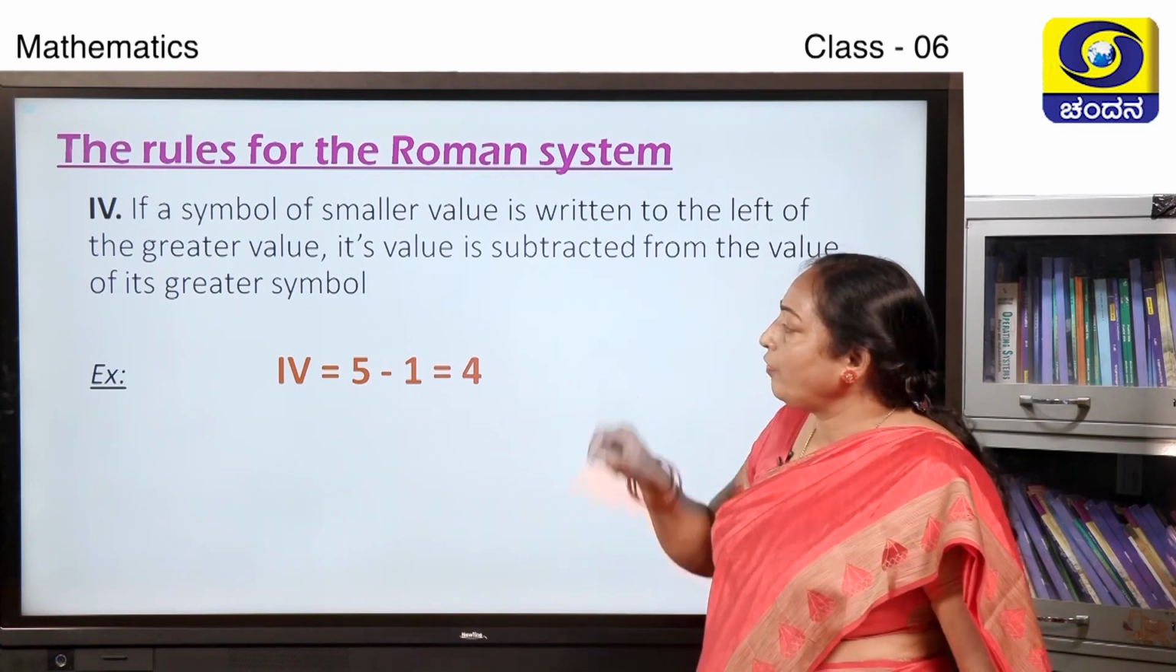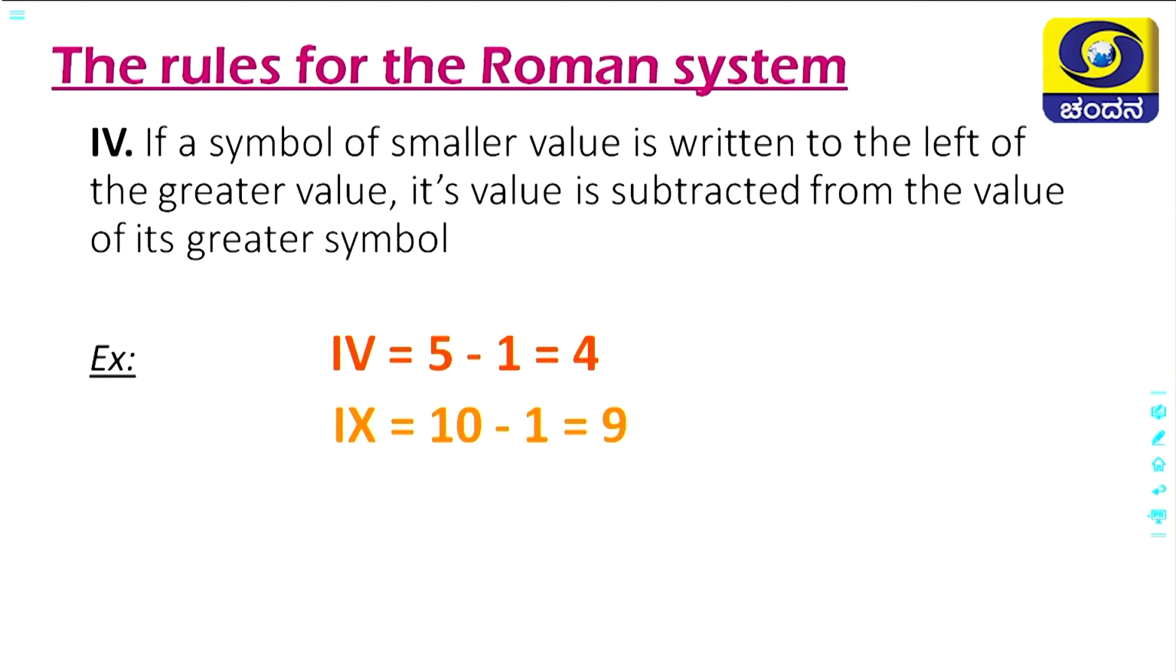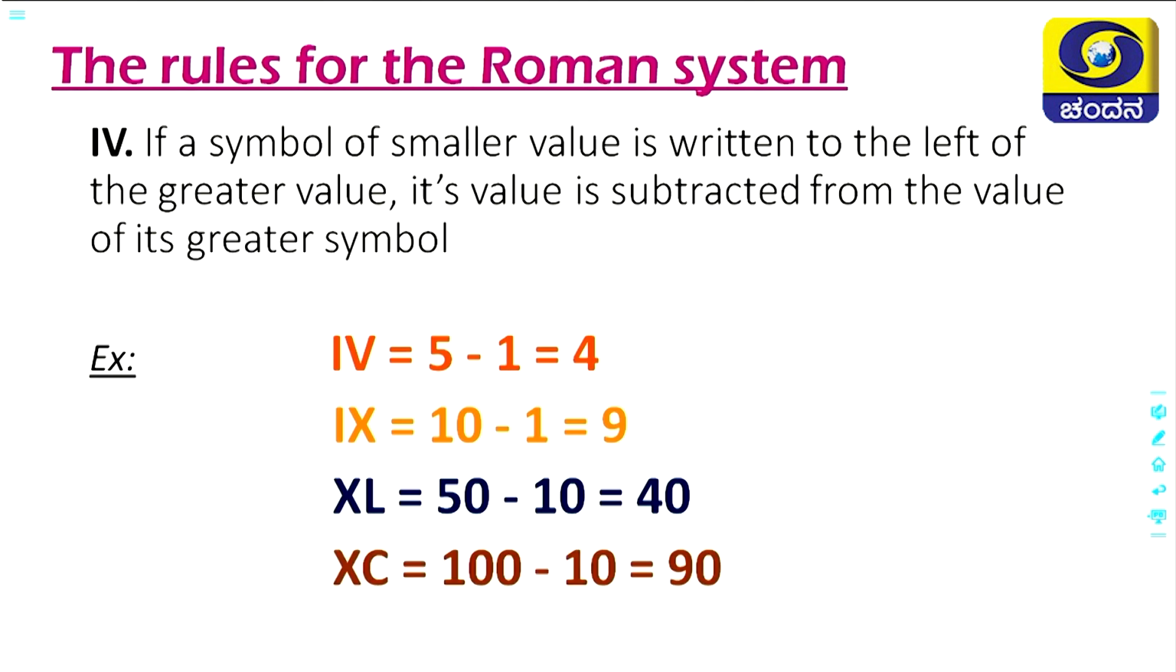What do we get? Next, I is written left of X. So, subtract 1 from 10, we get 9. In the next line, X is the smaller value, L is our greater value. X is written left of L, we will get 50 minus 10, that is 40. X is written left of C, that means 10 is subtracted from 100. What is 100 minus 10?